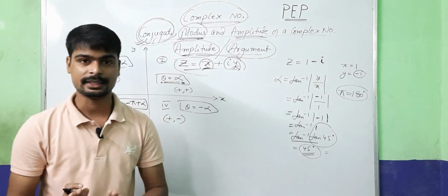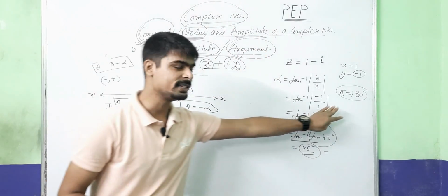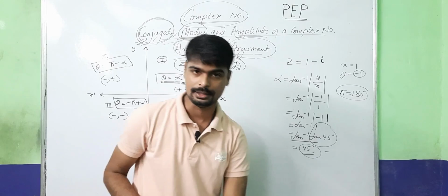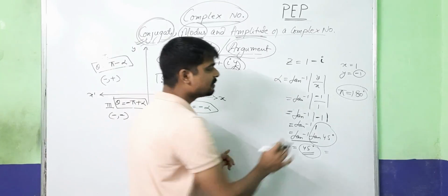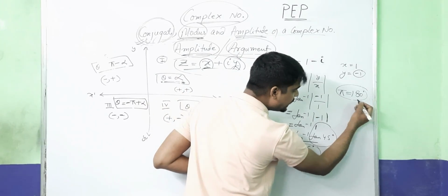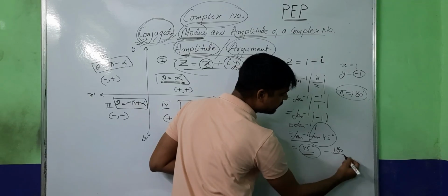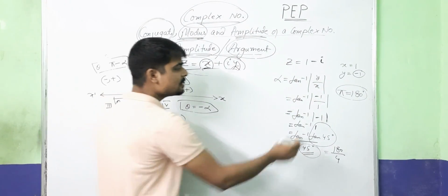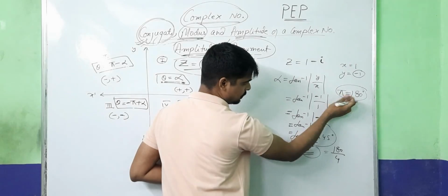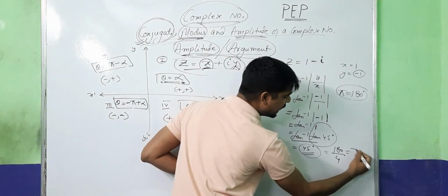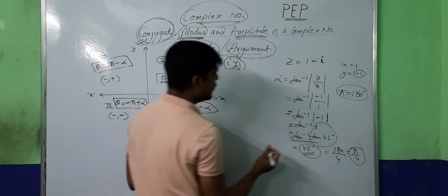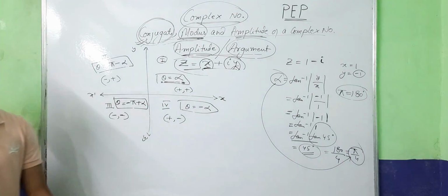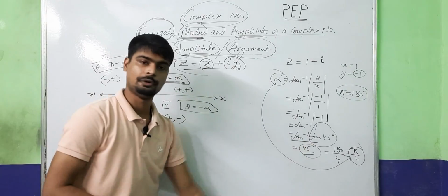Don't take 22 by 7. Till class 10 it was 22 by 7. From class 11 we take pi as 180 degree. 180 divided by 4, you will get 45 degree. Since 180 degree symbolizes pi, we will write pi by 4. Hence, what is the value of alpha? Alpha's value is pi by 4.